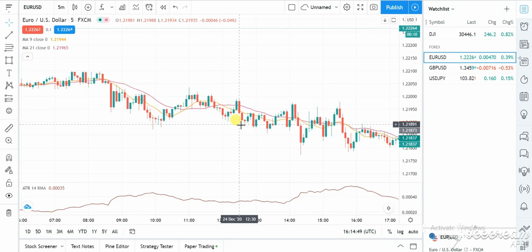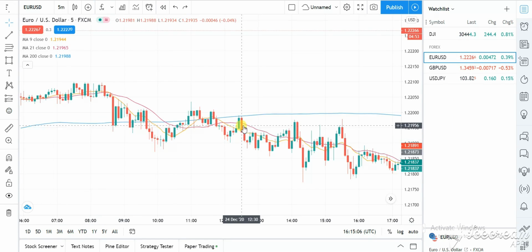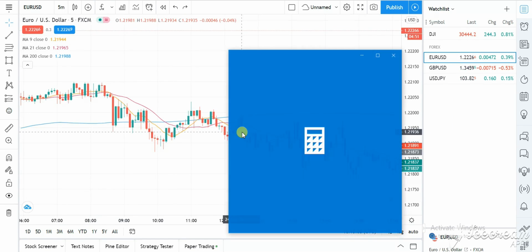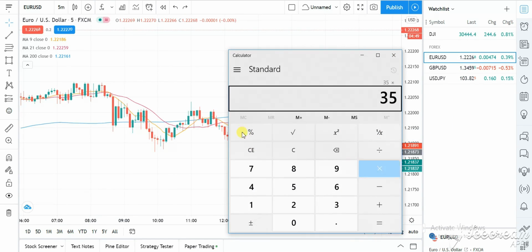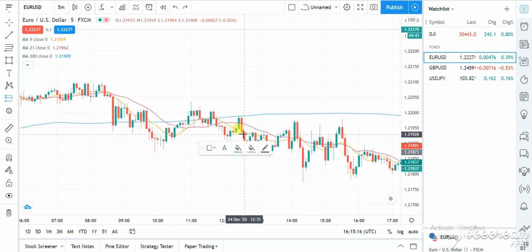So let's see what it is. So as you can see, it's 35. So let's get that. So the average true range of this candlestick is 35. So 35 times 2, 70. Obviously 70. So we'll come here and take our position tool.